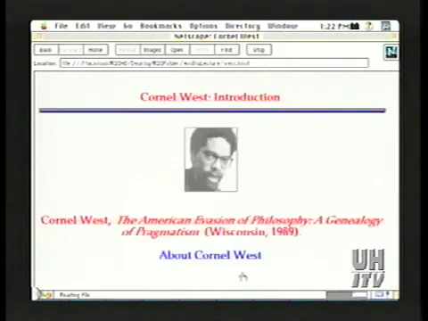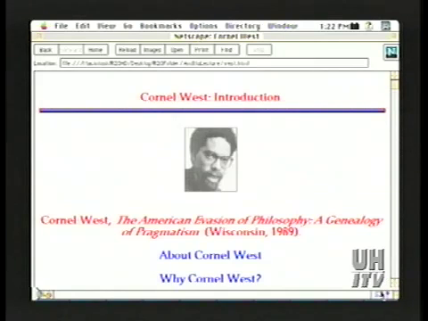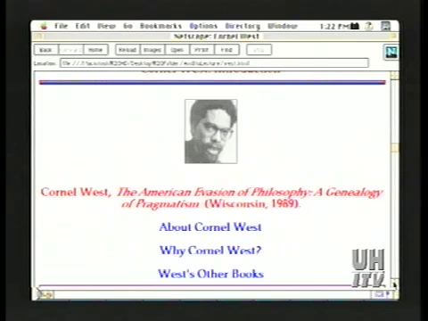So the first thing I would like to talk about is a little bit of background about who is Cornel West, and why are we looking at him in particular as an expositor of the philosophy of Ralph Waldo Emerson, whose importance you've heard about in the introduction by Professor Mintz. Well, let me say a little bit about Cornel West. Cornel West is a philosopher.